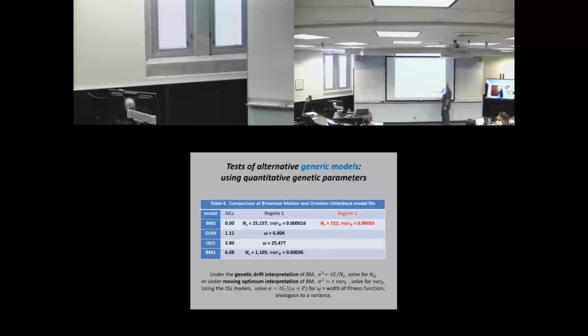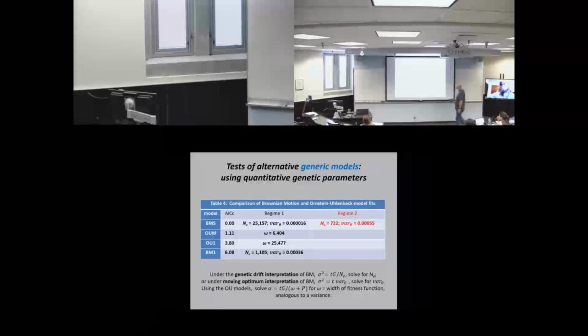So if we assume that G, or remember our trait variation is standardized to 1, P, so that this is heritability, right? If we take a modal value from our survey, which would be 0.4, plug those values in, we can solve for N sub E and see what values we get.